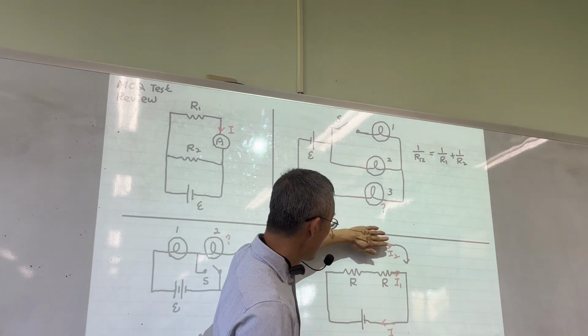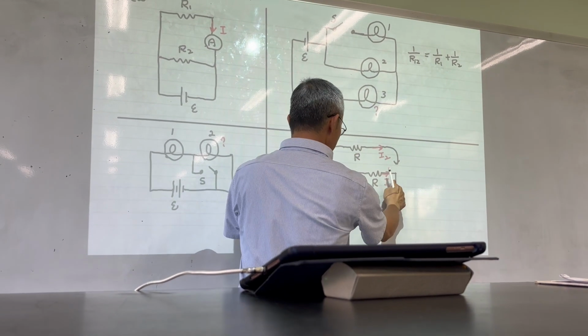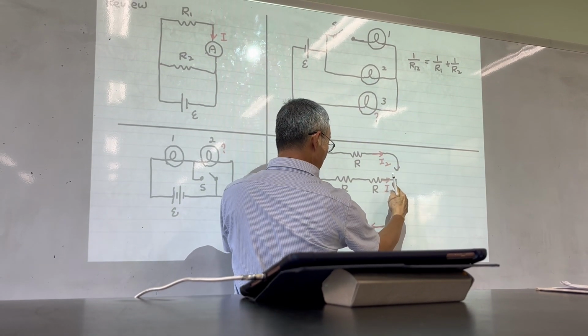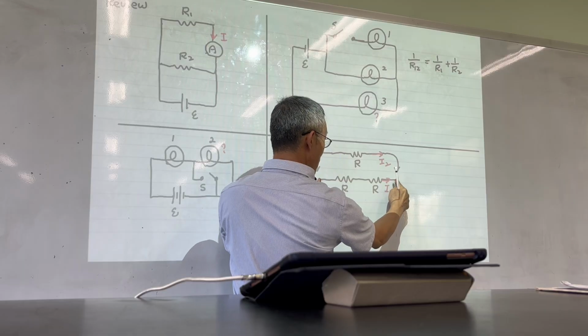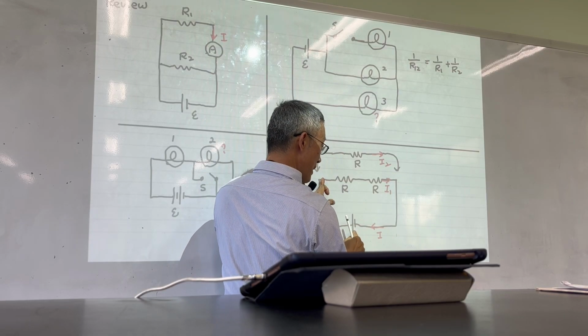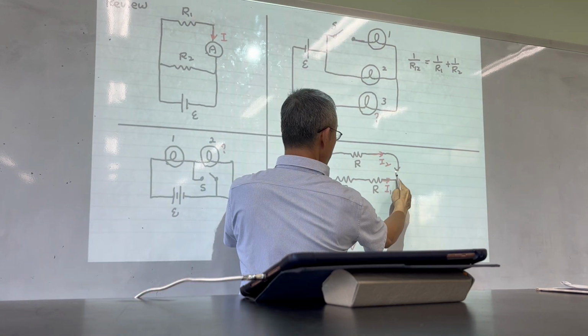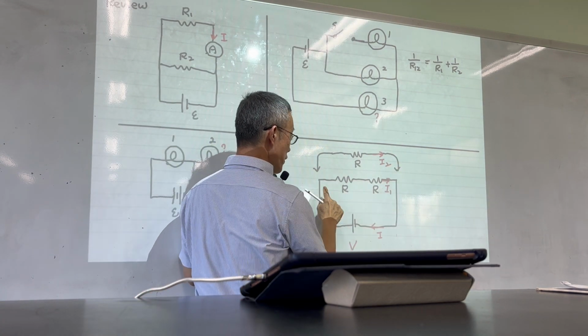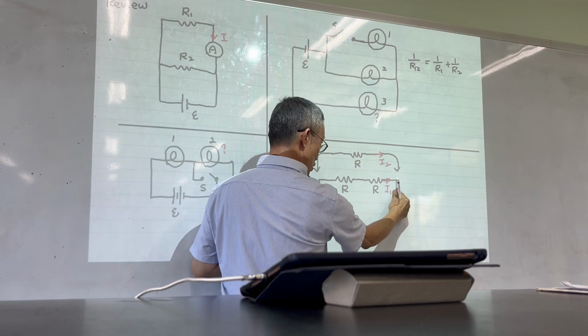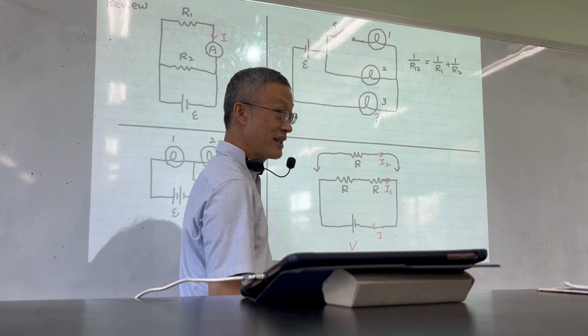So before the connection, suppose it's I1. After the connection, the voltage difference across the points is still I1, no change, still V, right? However, you add one more branch. So joining together, you will go back to the battery. So you add another branch, you add another current.